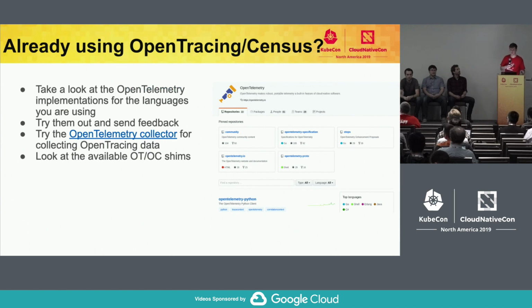If you're already using OpenTracing or OpenCensus, like many of you are, it's a good time to start looking at the future of those projects, which is OpenTelemetry, seeing how it fits your needs or doesn't, and bring those concerns up with the community. And definitely check out the OpenTelemetry and OpenCensus shims, which will provide a way to keep your OpenTracing or OpenCensus code intact and still talk the OpenTelemetry data format.